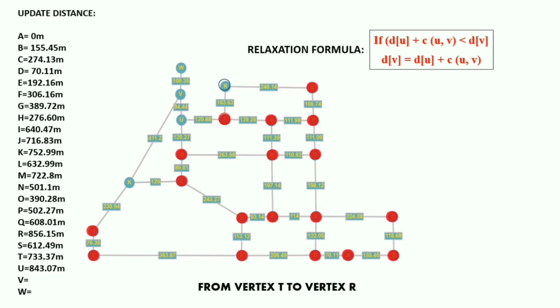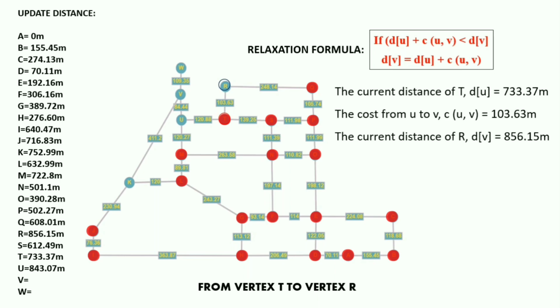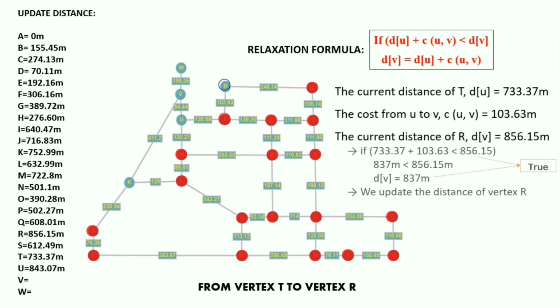From vertex T to vertex R, the current distance of T is 733.37 meter. The cost from T to R is 103.63 meter, while the current distance of R is 856.15 meter. So this is the condition. It is true, so we will update the distance of vertex R.